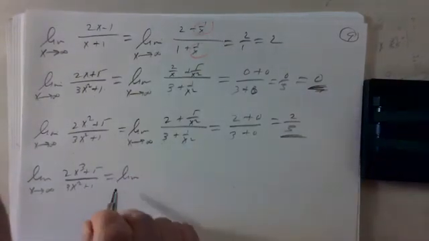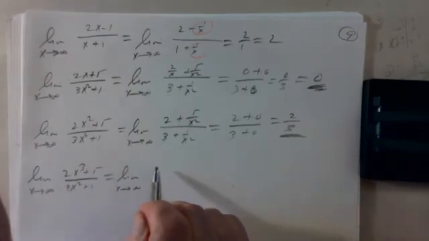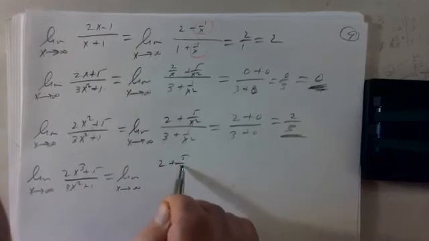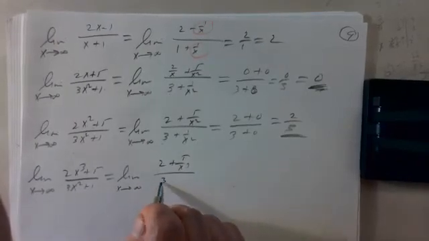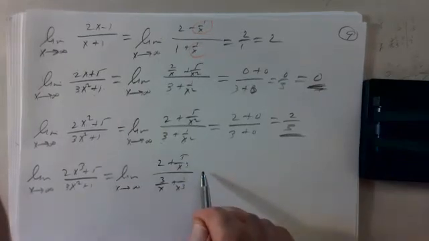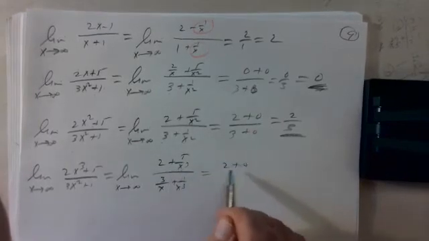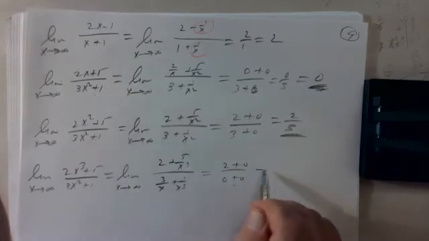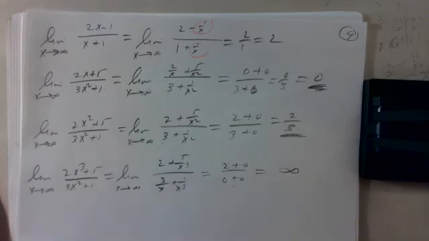In this last case, if I divide by x cubed, let's see what happens. If I divide the numerator by x cubed, I get 2 plus 5 over x cubed. If I divide the denominator by x cubed, I get 3 over x plus 1 over x cubed. What happens as x goes to infinity? I get 2 plus 0 over 0 plus 0. That's infinity or undefined, whatever you want to call it, but the limit does not exist, or the limit is infinite. You can say either one.